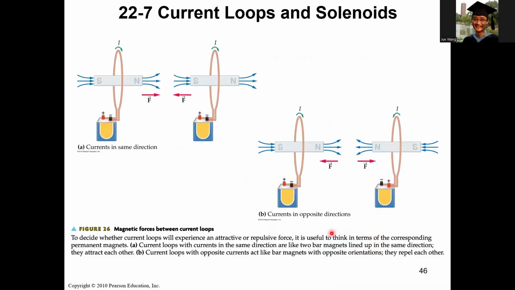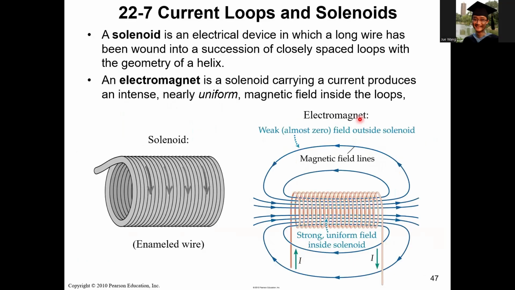And once we know that a loop carrying a current is basically a bar magnet, we can talk about the interactions between different loops. Okay, they can be either attractive or repulsive, depending on the direction of current. Okay, because the direction of current tells us the direction of the field.